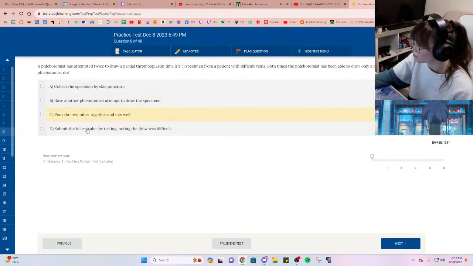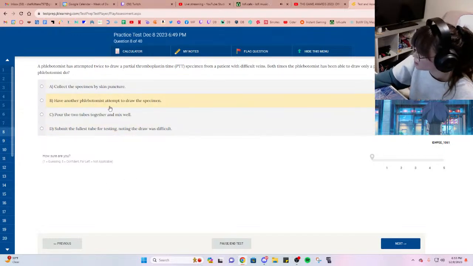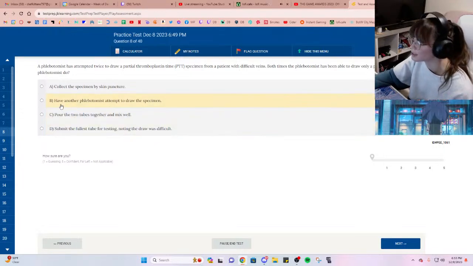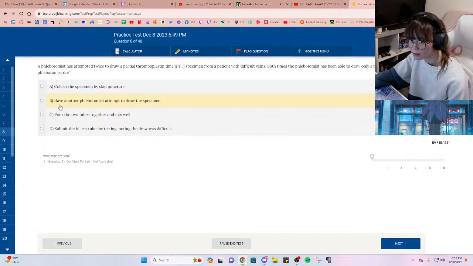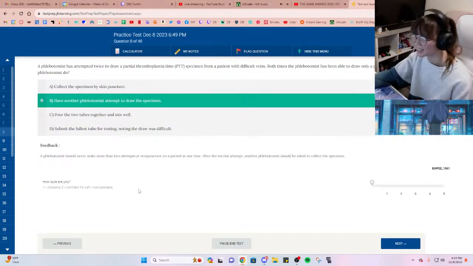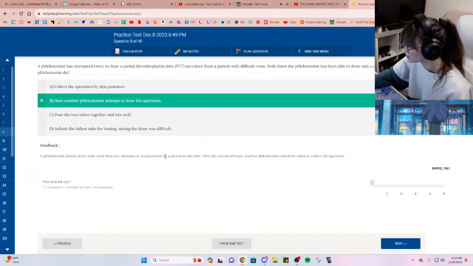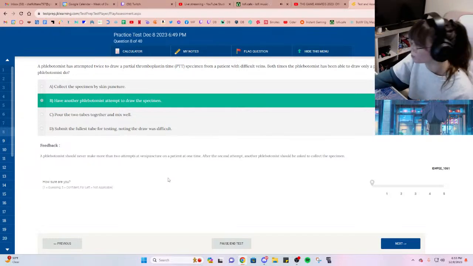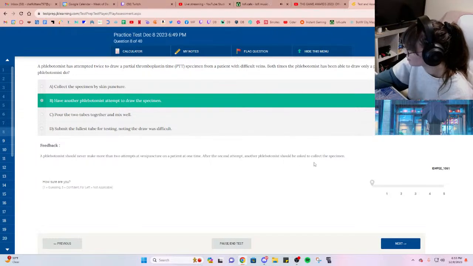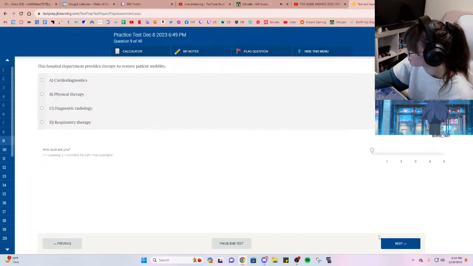I'm choosing between B and D. Have another phlebotomist attempt to draw the specimen and submit the fullest tube for testing, noting that the draw was difficult. I think it's B. Yeah! A phlebotomist should never make more than 2 attempts at venipuncture. That's a 2-poke rule. After the second attempt, another phlebotomist should be asked to collect the specimen.